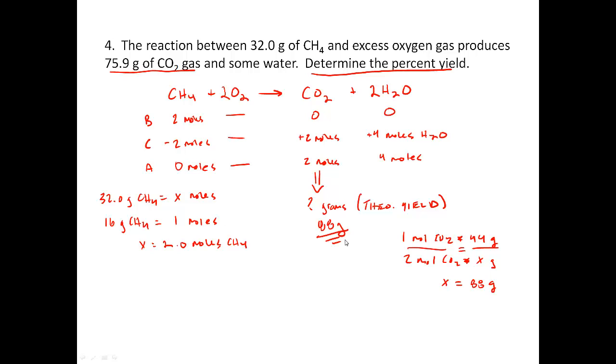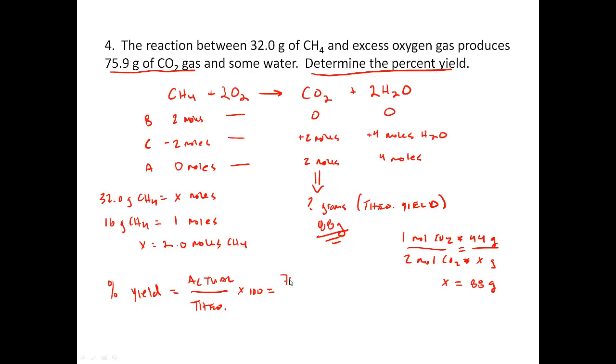Now, we want to get the percent yield. Remember, percent yield is our actual over the theoretical, right? Because life isn't perfect. We're always going to get less than we thought we were going to get. So let's plug it in.